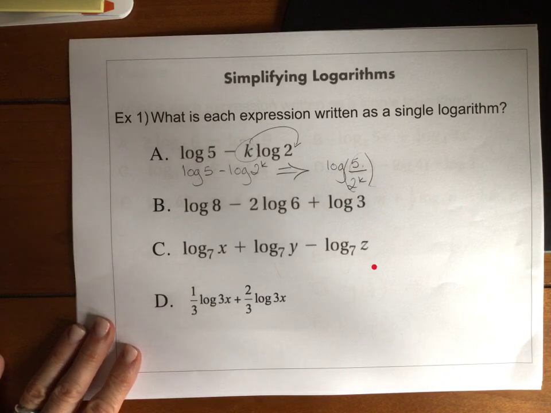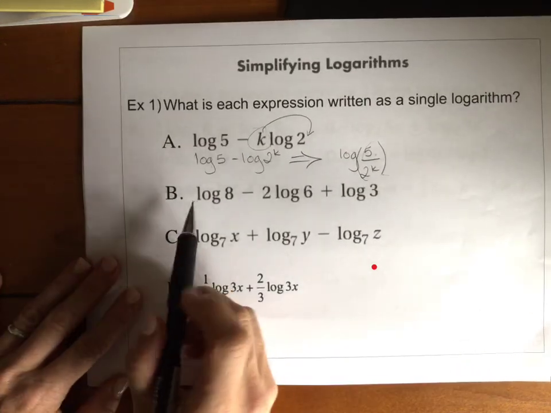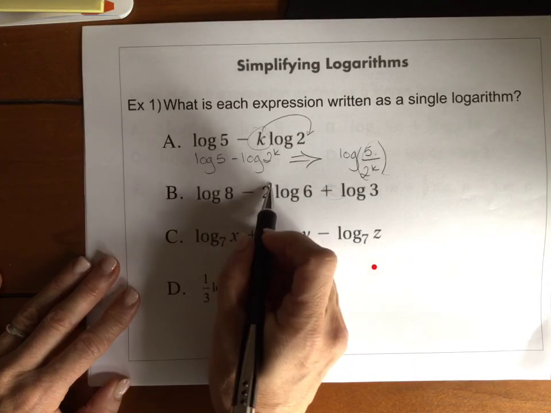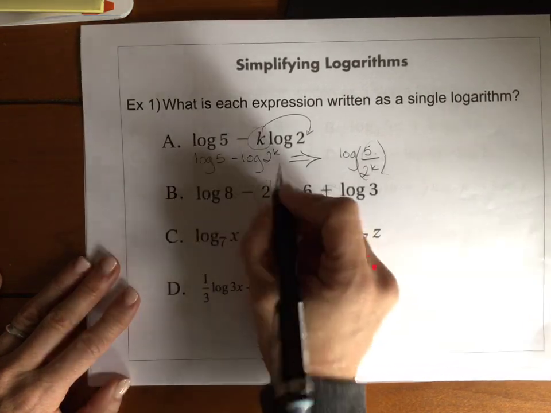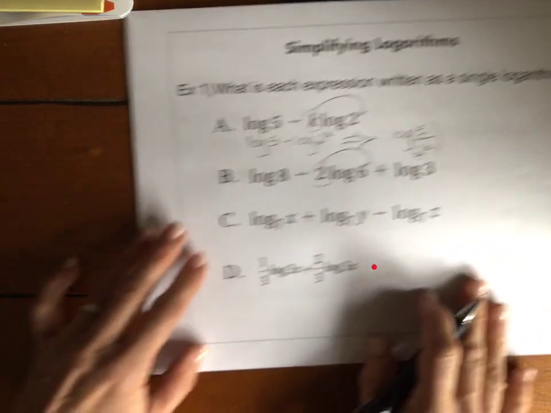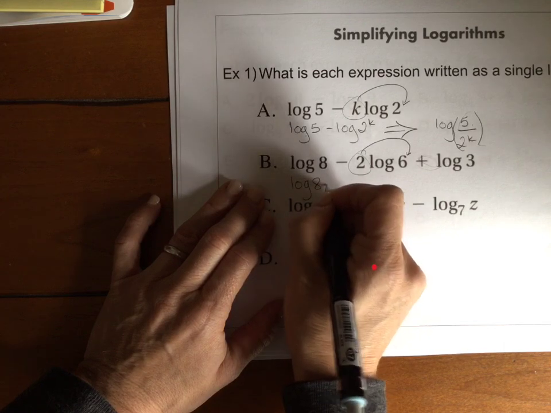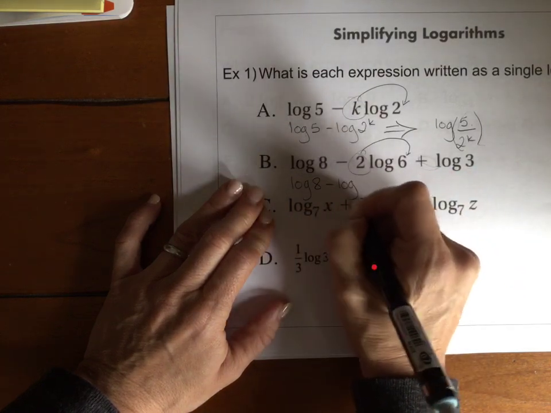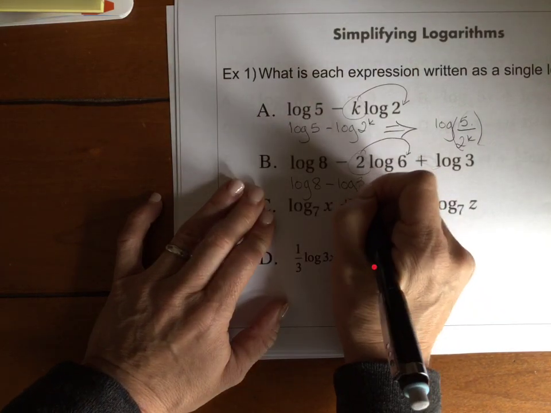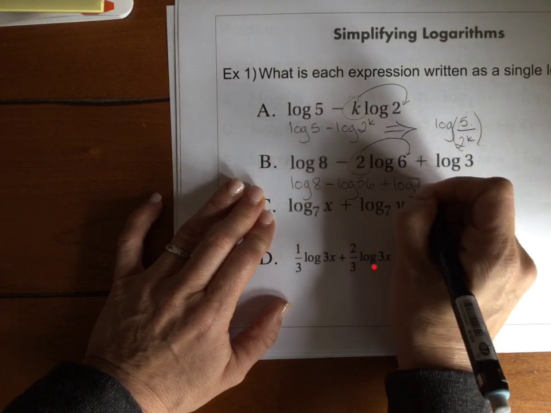All right, so let's try the next one. Notice again, this one doesn't have a power property, but here I have this 2. So that 2 is really an exponent to the 6. So my first step might be to write log of 8 minus log 6 squared, which is 36. And then plus log of 3.